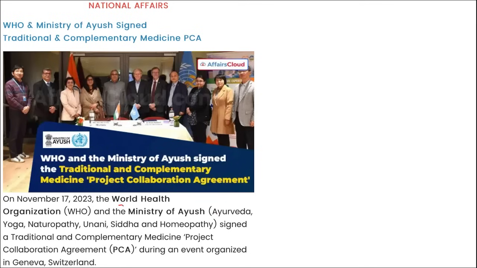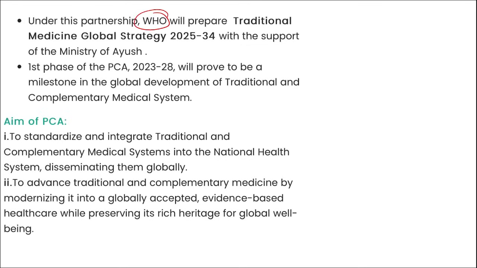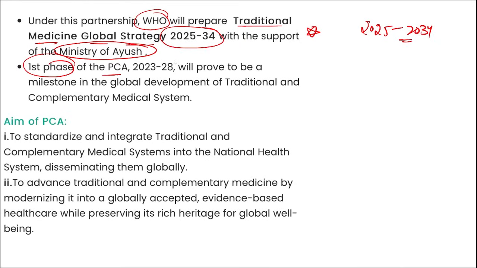right? So here you can see WHO and Ministry of Ayush, they came together and they signed a traditional and complementary medicine project collaboration agreement during an event organized in Geneva, Switzerland. And under this partnership, WHO will prepare traditional medicine global strategy for 2025 to 2034 with the support of the Ministry of Ayush. Now this question also becomes important. The question will be asked in such a way that this partnership where WHO will be setting up a strategy will be for what time period? It will be from 2025 till 2034, and the first phase of this PCA, that is from 2023 to 2028, will prove to be a milestone in the global development of traditional and complementary medical system, right?